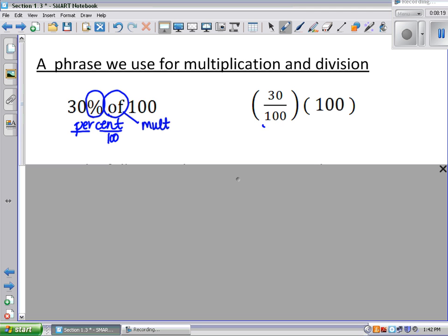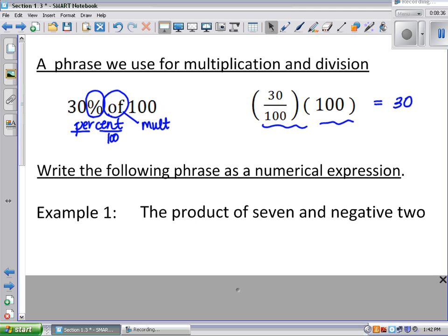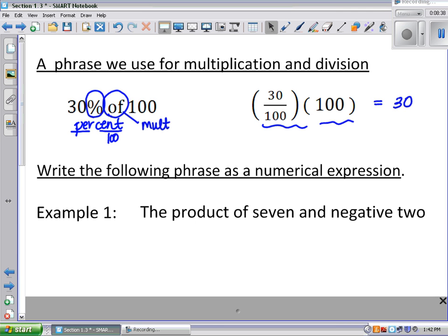So here's what it looks like when we write it out. 30 divided by 100 times 100, and 30 divided by 100 times 100 simplifies to just 30. Now let's do some practice writing phrases as numerical expressions. As we've done in the previous sections, we're going to underline all of the words that represent numbers and then circle all the words and phrases that tell us where to put our operators.